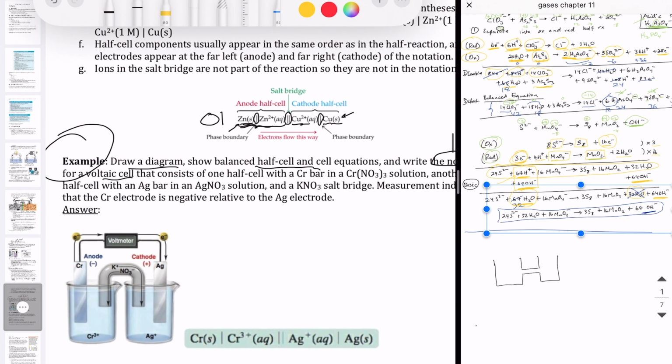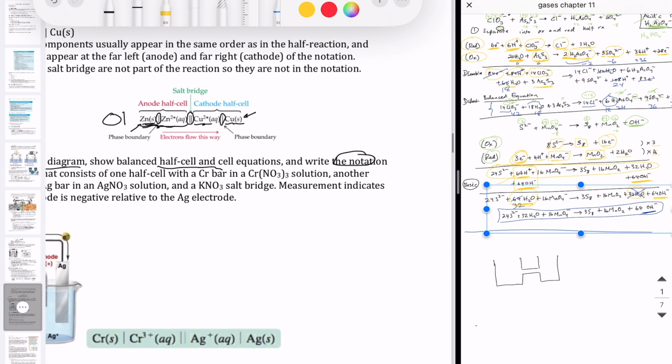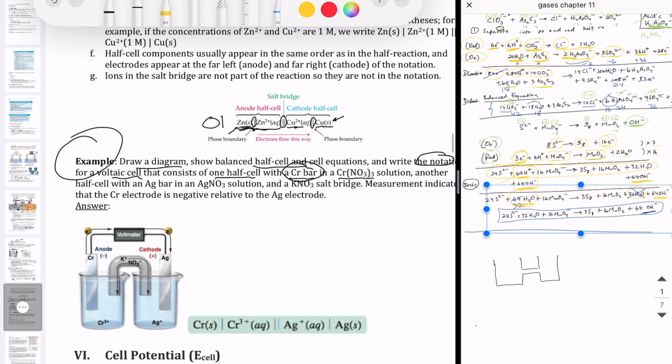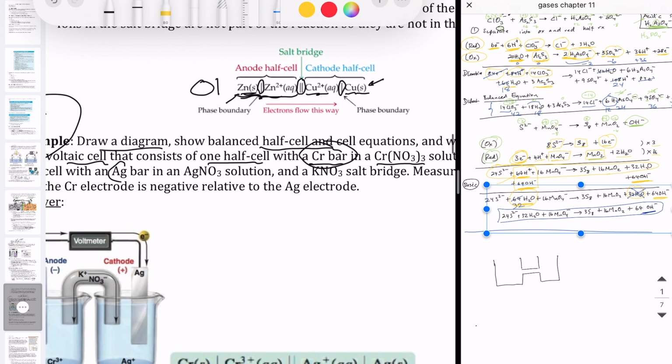They told us that it's a voltaic cell. It consists of one half cell with a chromium bar in a chromium nitrate solution. So that tells you that the chromium is the electrode, right? And then there is chromium nitrate where the electrode is submerged in. And then the other half cell has silver with a silver nitrate in it. Okay, so then the silver must be the other electrode.